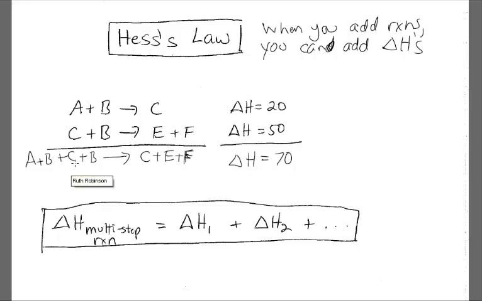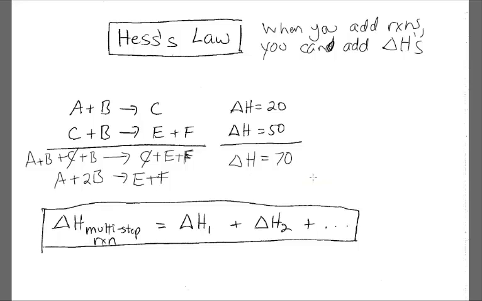We can also cancel things. We can cancel the C's, which are on both sides, and we can combine the B's. So we could say the overall reaction is A plus 2B goes to E plus F. So whether it goes directly from A plus 2B to E plus F, or whether it goes through this path, it doesn't matter. Delta H does not depend on path. It only depends on initial and final state. So the delta H is 70.